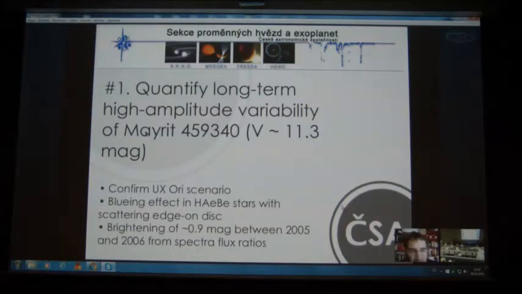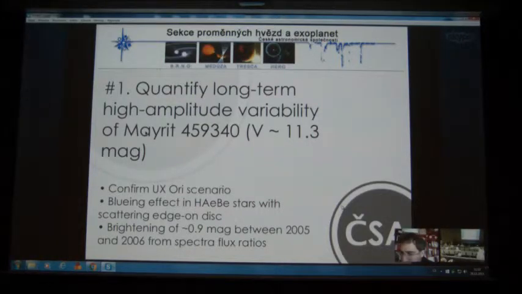So, what I do now is making homework for the Czech Astronomical Society. Homework 1 is to quantify the long-term high amplitude variability of Merit 459-340. It is achievable with your telescopes because the magnitude is 11.3, and the aim is confirming the scenario of UX-Ori type of variability, which is a bluing effect in Herbig Ae/Be stars.